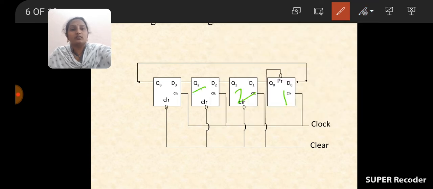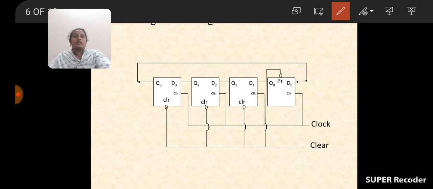1, 2, 3, 4. For the first flip-flop, what is the input? D0. What is the output? Q0. And for the second one, what is the input? D1. What is the output? Q1. For the third one, what is the input? D2. What is the output? Q2. So in this way, in construction of ring counter, here we are using D flip-flop.